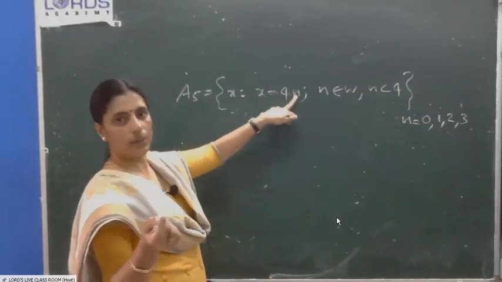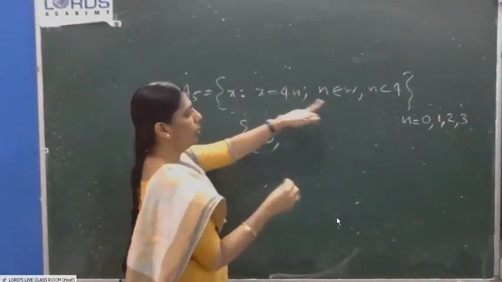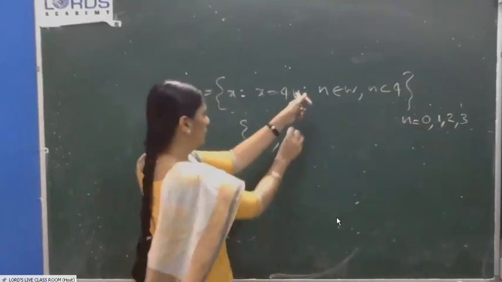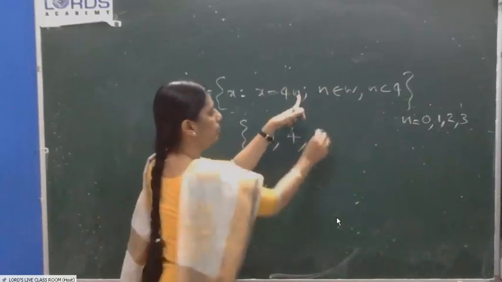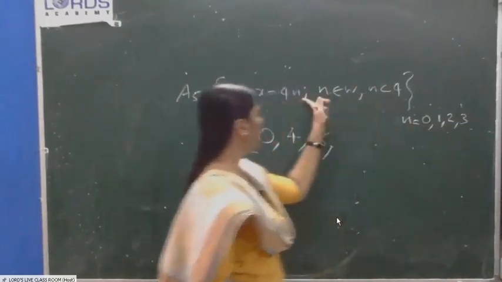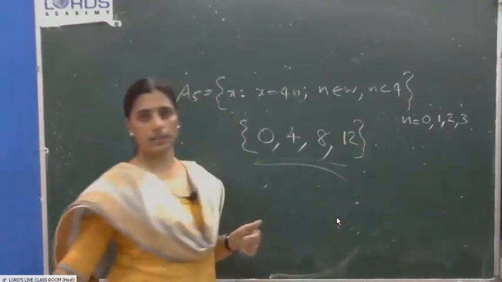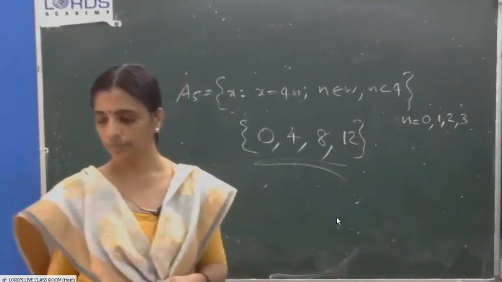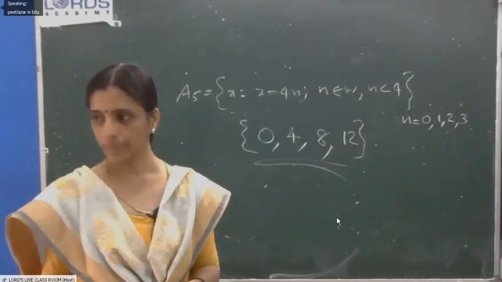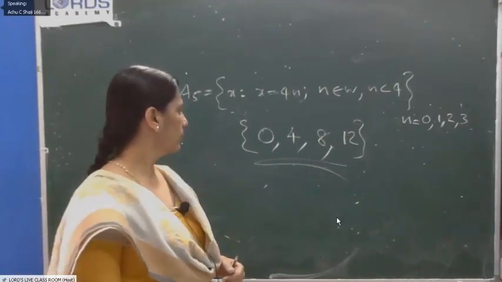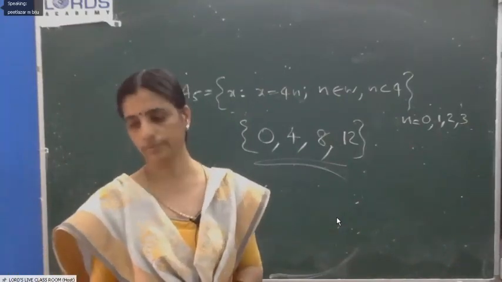Now you give the n values. When n equal to 0, it is 0. When n equal to 1, it will be 4. When n equal to 2, it will be 4 into 2, 8. When n equal to 3, 4 into 3, it will be 12. So this is the answer: 0, 4, 8, 12. Is it clear? Correct, no?